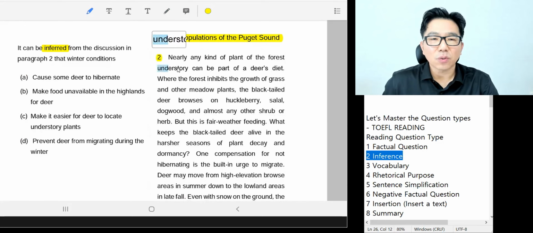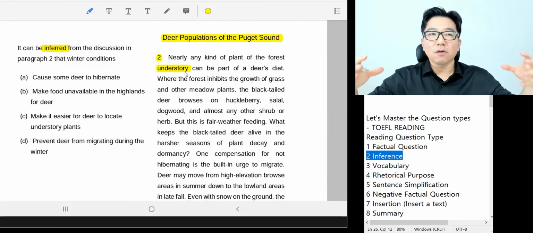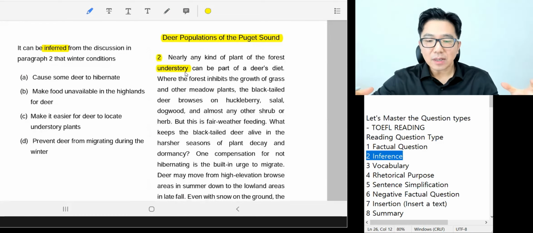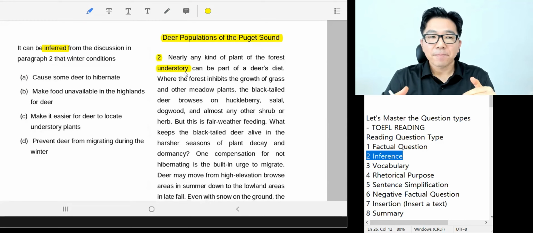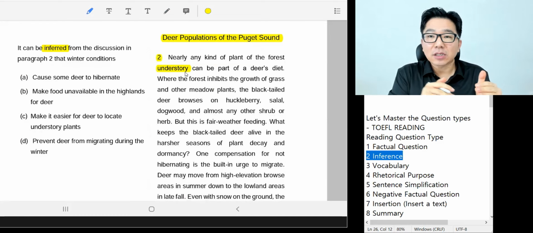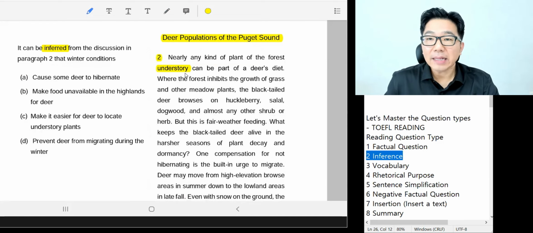So what is an understory? Okay, in a forest, understory means obviously in the forest, they'll be full of tall trees that makes a forest, right? So understory means any plants or any vegetation grown on the ground that is short, right? So that by definition is called underlayer of vegetation in a forest. Okay, so small plants on the ground. Understory can be part of deer's diet.